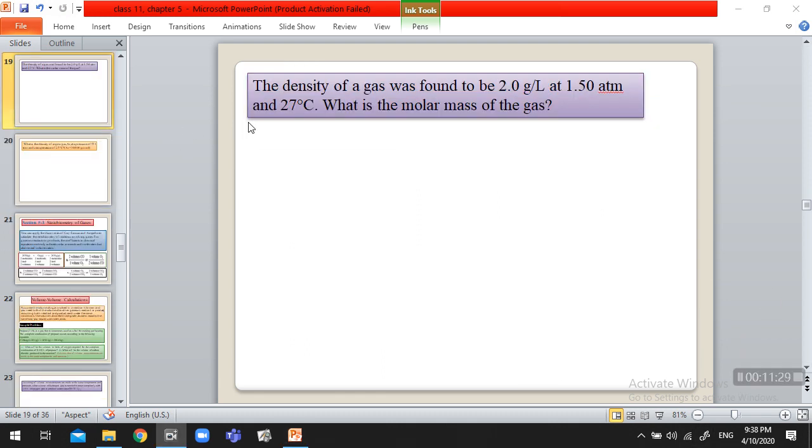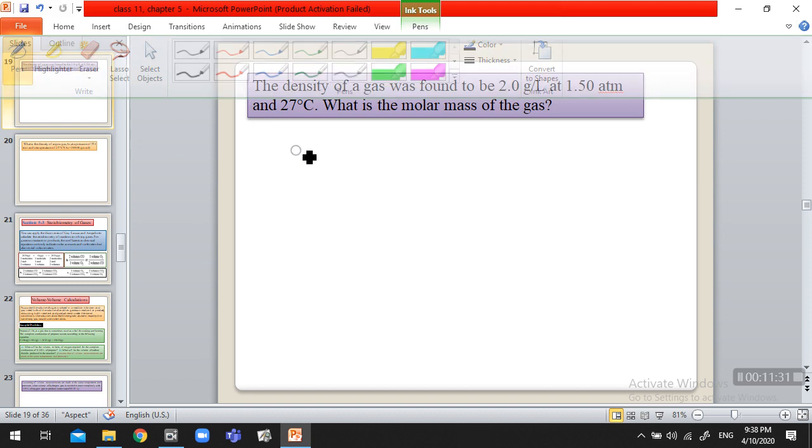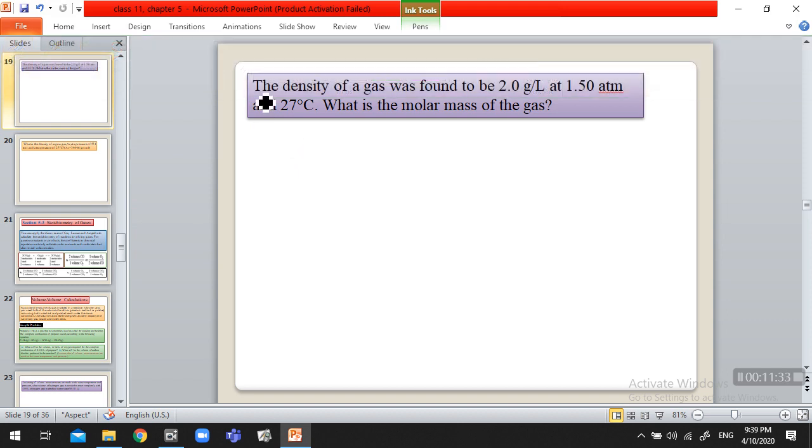Okay, guys, let's continue with one example about density. In this question, density is given, and they will ask you the molar mass. So you can use the density formula, and you can find the molar mass by using density. You remember the density formula first? Density equals molar mass times pressure over R times temperature.